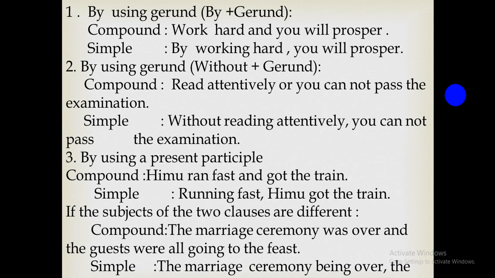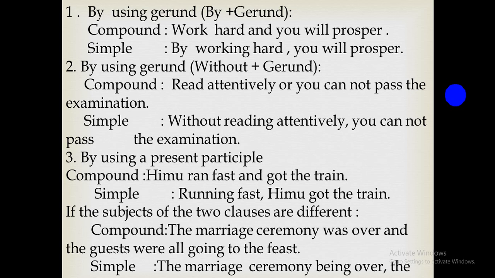Now let us move to our focal point, that is changing from compound to simple. Number 1, by using gerund. It means we will use by plus gerund. Compound sentence: Work hard and you will prosper. Look at the compound sentence. Here, work hard, you will prosper. Both the clauses are independent clauses or main clauses or principal clauses and "and" is a coordinating conjunction. So it is a compound sentence.